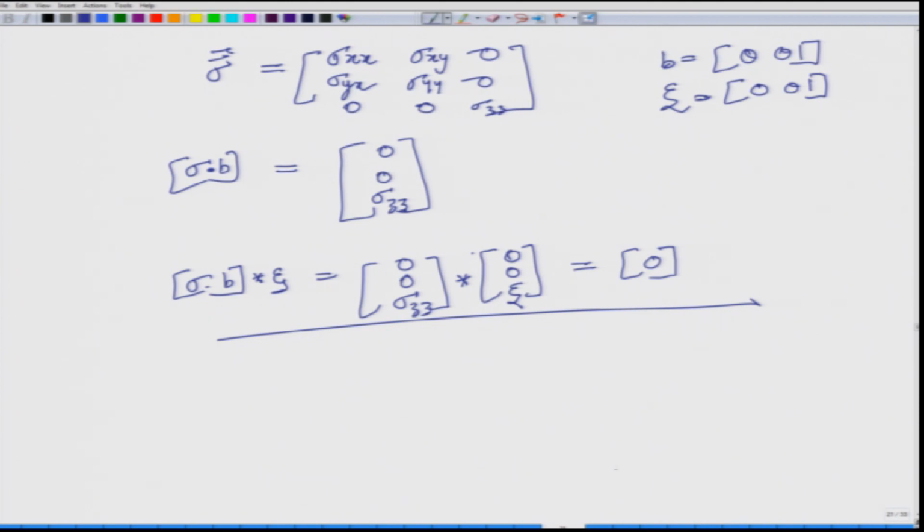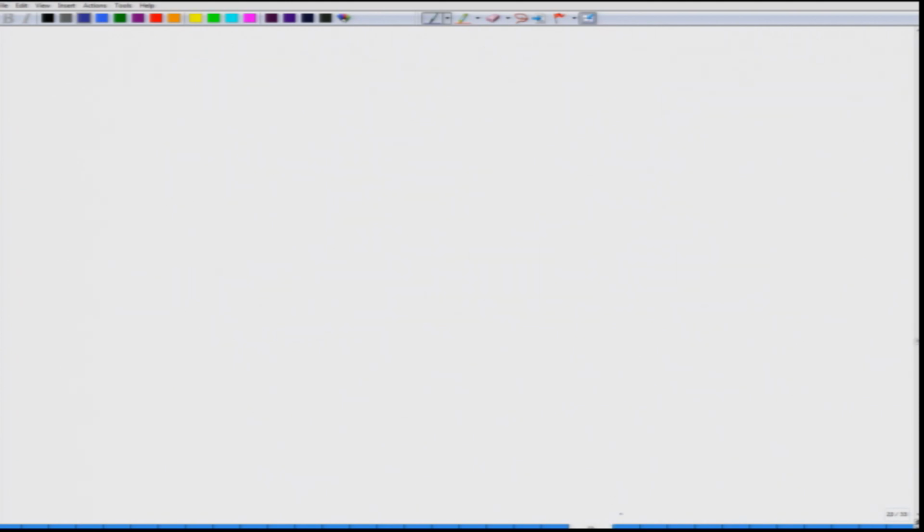Okay, so, now coming to the next part of the question, which I said was to calculate the force on a screw dislocation, and we will assume again the same Burgers vectors and line vector.